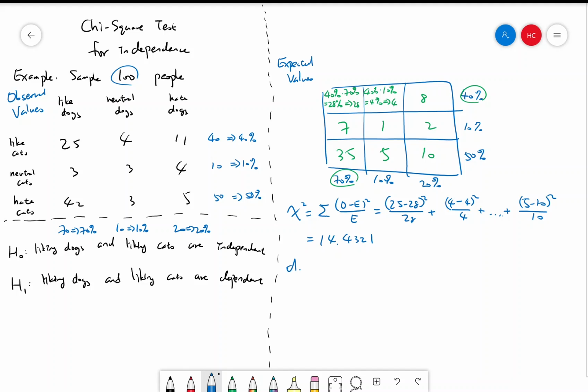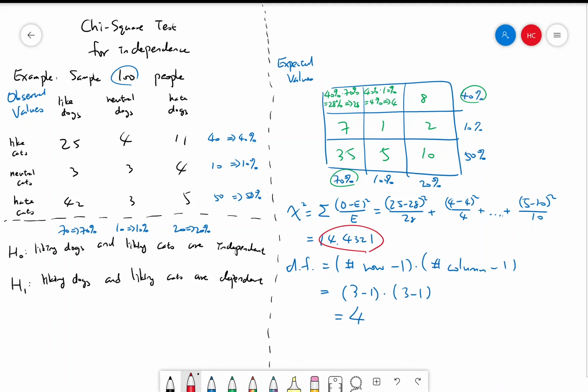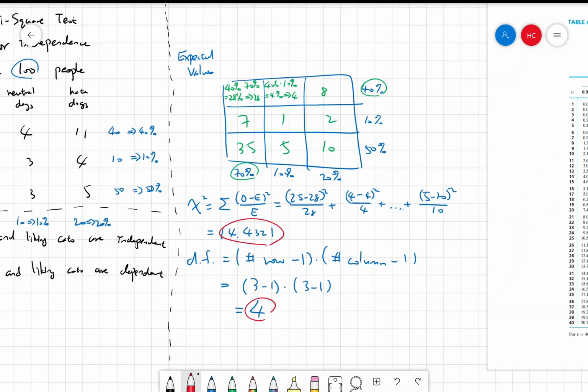So the degrees of freedom is equal to the number of rows minus 1 times the number of columns minus 1. In this case, we have 3 rows and 3 columns, so 2 times 2 is 4. So chi-square is 14.4321, and degrees of freedom is 4. Now we look for the table, which is hidden here.